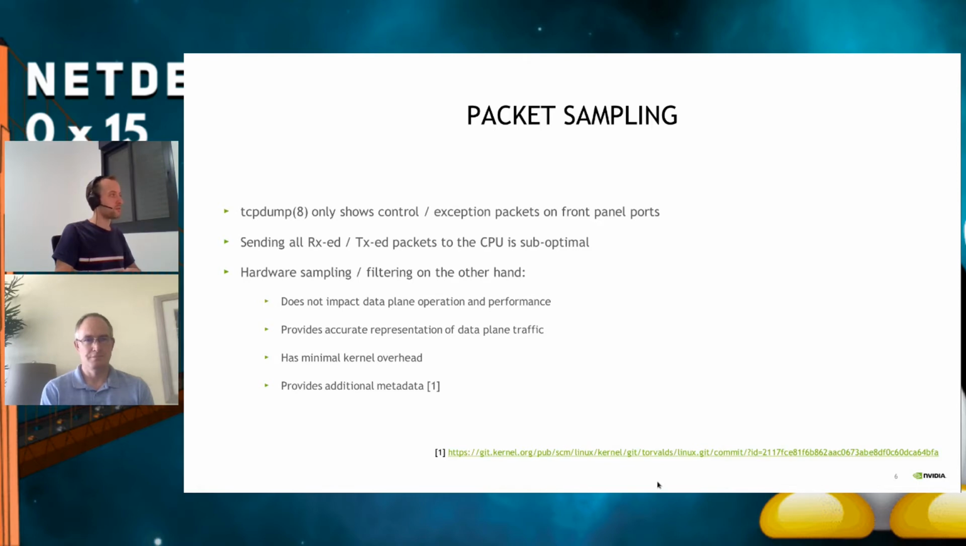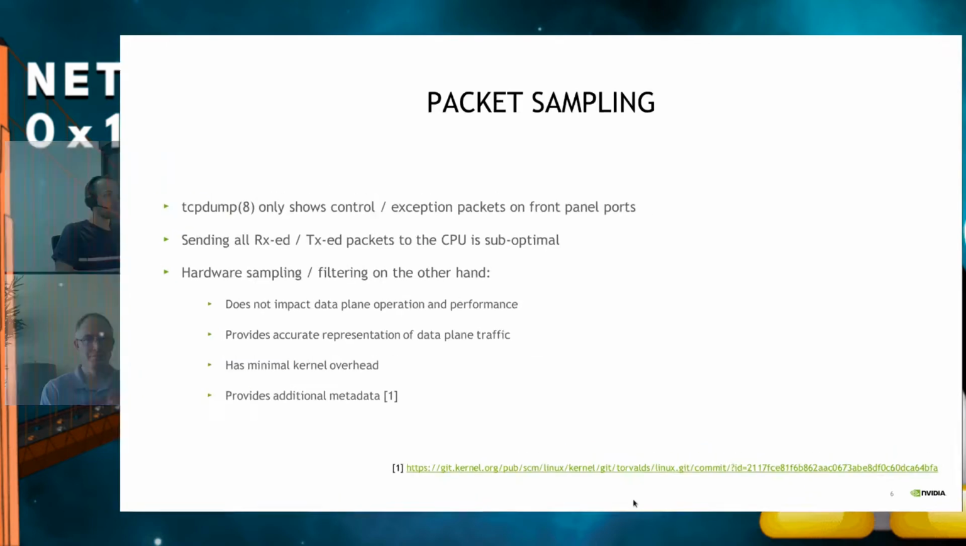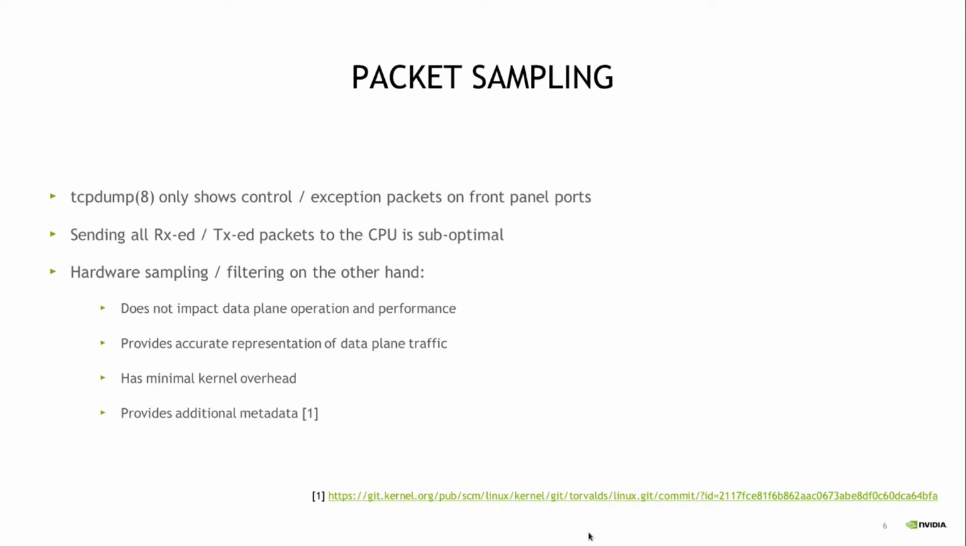Now, sending all of this traffic to the CPU for monitoring purposes is suboptimal due to the huge differences in performance between the switch ASIC and the CPU. But instead, we can perform hardware-based sampling or filtering. And this has the added advantages of not impacting the data plane performance, since we are only sending a copy of the packet to the CPU, while the second copy is forwarded as usual by the switch ASIC. In addition, it gives us a pretty accurate representation of the data plane traffic, since the packets are sampled at a constant rate according to the configured bandwidth of the port.